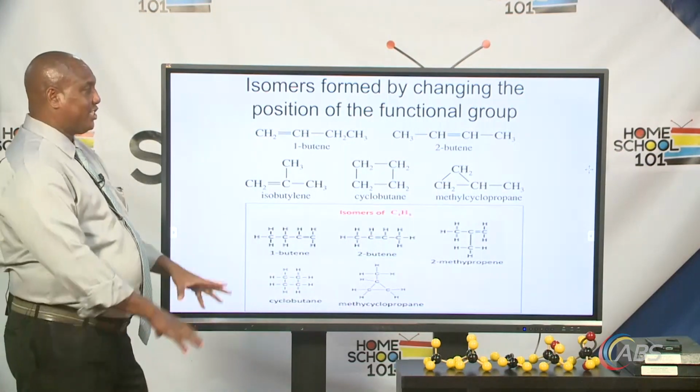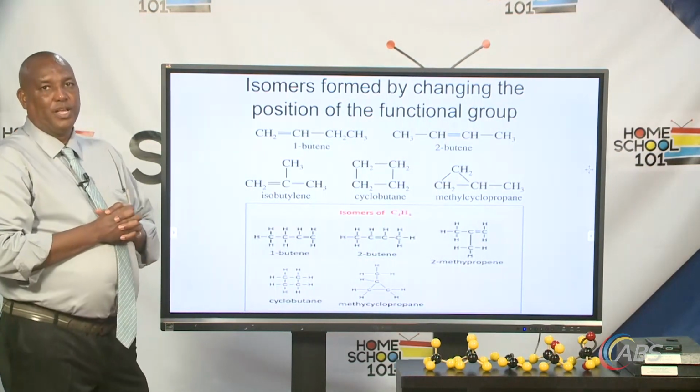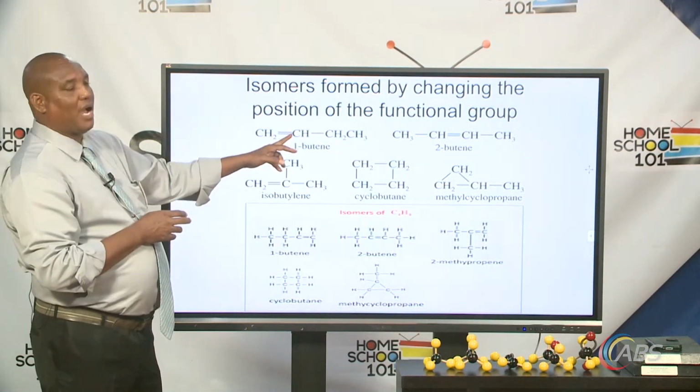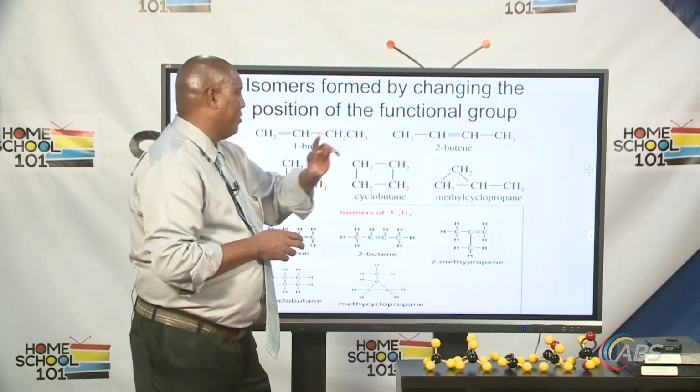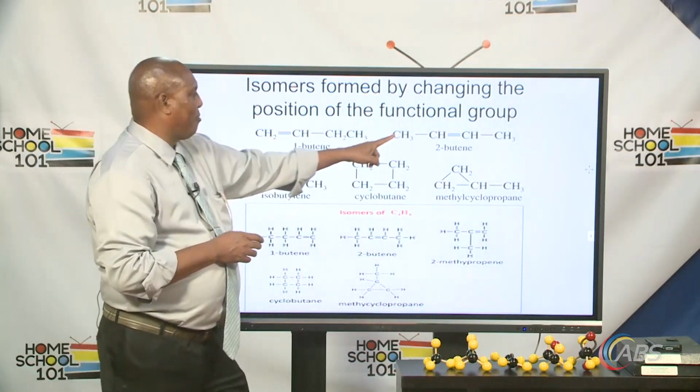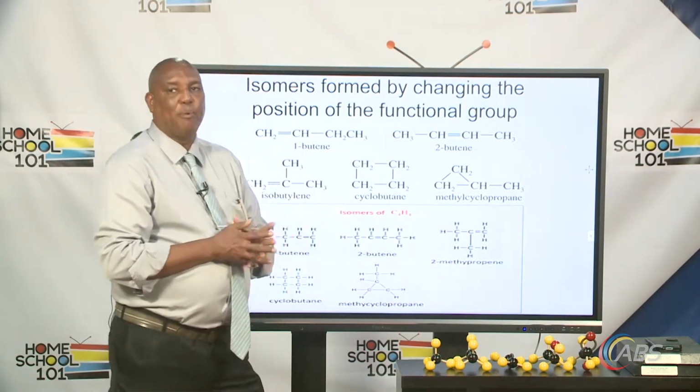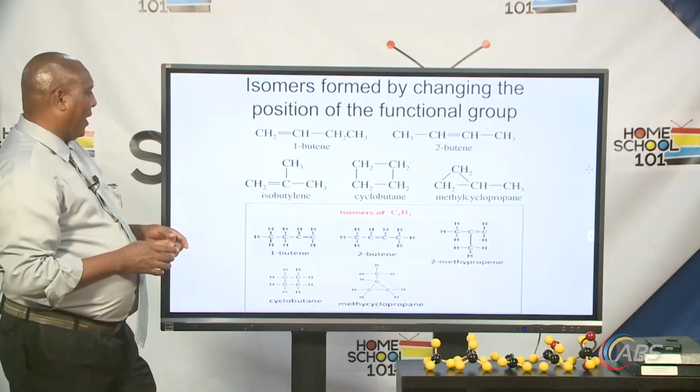Now notice the difference here. 2-butene. We're going to change the position of the functional group. The functional group being the carbon-carbon double bond. In this case, we're going to put this double bond on carbon number 2 instead of carbon number 1. So when we put it on carbon number 2, it now becomes 2-butene. That's how we name them.